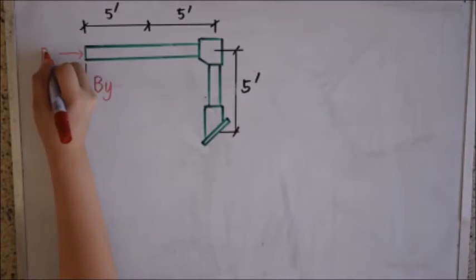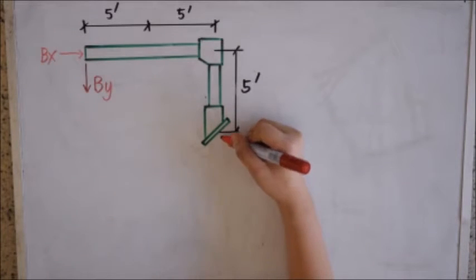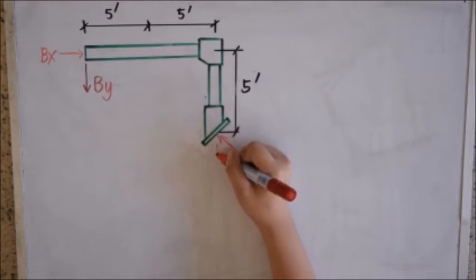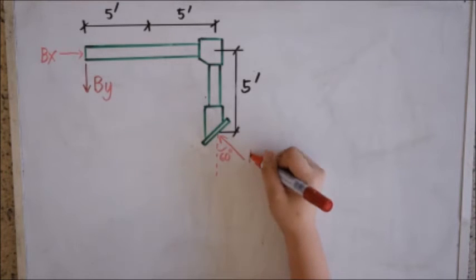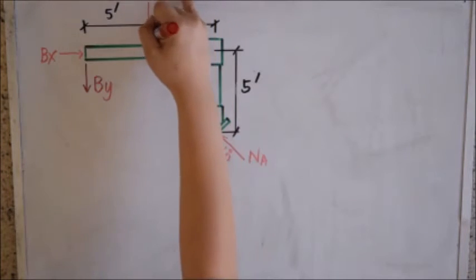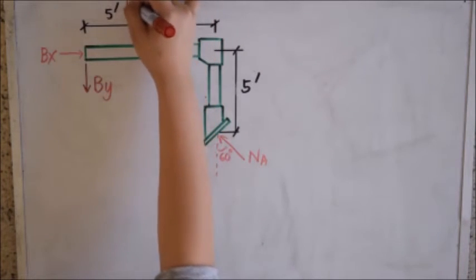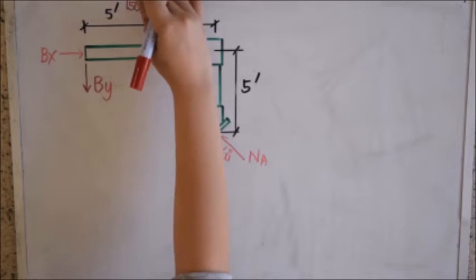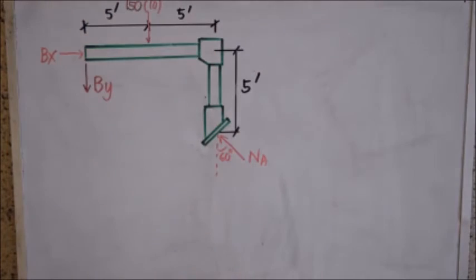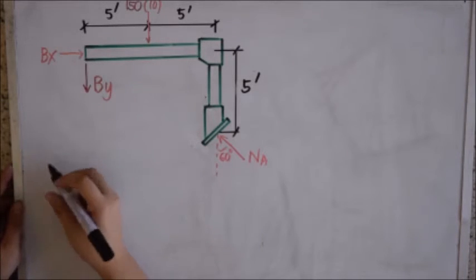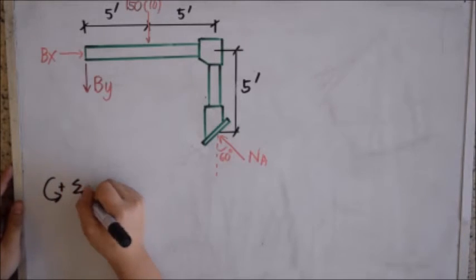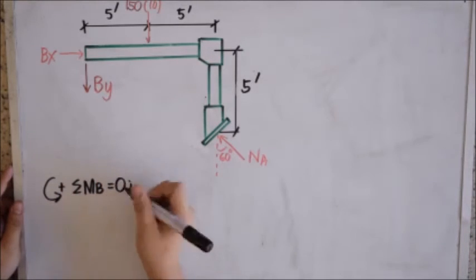Para ma-solve natin itong problem na to, ilagay muna natin yung mga forces. By and Bx sa point B, normal force sa point A, smooth surface ito, kaya normal to the surface ang ilalagay natin dito. At yung resultant load, para makuha yung reaction sa A, mag-moment lang tayo sa B. So, summation moment at B is equals to 0.